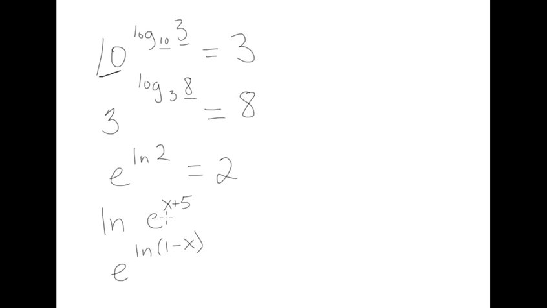And working in reverse, if we have an unknown up in the exponent, our log of the exponent of x plus 5 will simply be x plus 5. And in the opposite order, e raised to the natural log of 1 minus x will simply be 1 minus x. So in all of those cases, we're using the fact that the exponent and the log are inverse functions of one another.